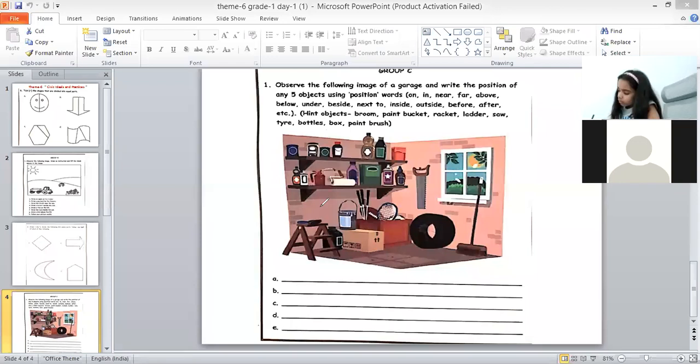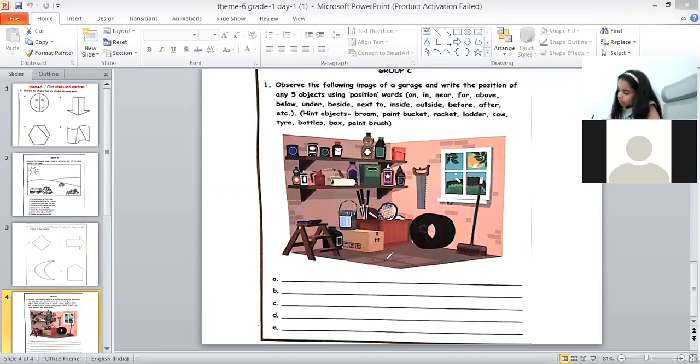You can see this paintbrush here. Wait, I'll use some other color. Yeah, you all can see this paintbrush. It is placed on this ladder. You can say this paintbrush is on the ladder, right? Or you can see this bucket here. You can say the bucket is on the box. This is a box, right? The bucket is on the box.